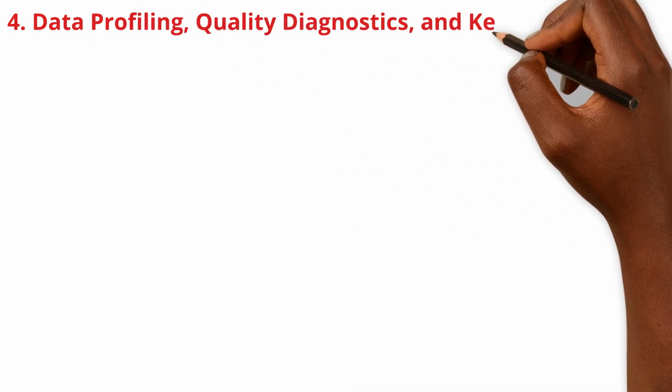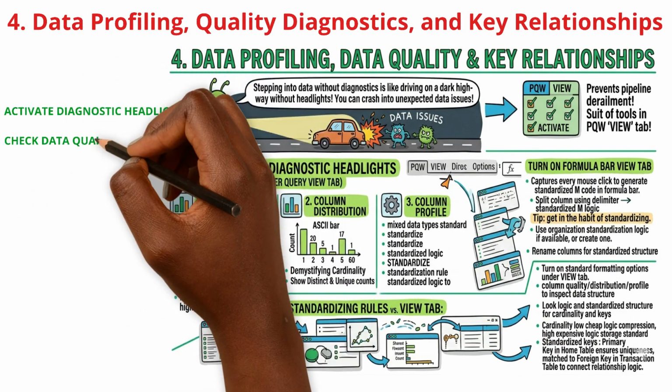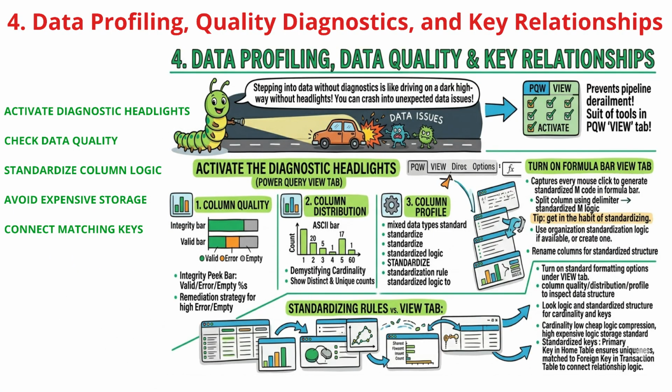Stepping into data without proper diagnostics is like driving a dark highway without headlights. Power Query prevents pipeline derailment. Activate your diagnostic headlights by checking the boxes for column quality, column distribution, and column profile in the View tab. These interactive visual modules instantly expose mixed data types, error states, and uncover blank or null fields in critical columns, providing a complete structural peek bar.